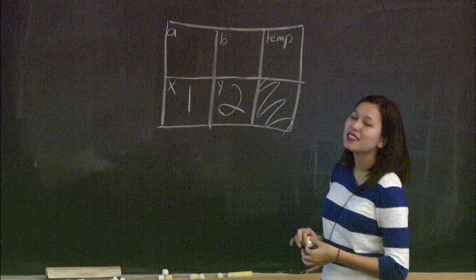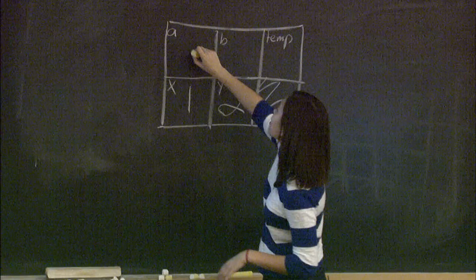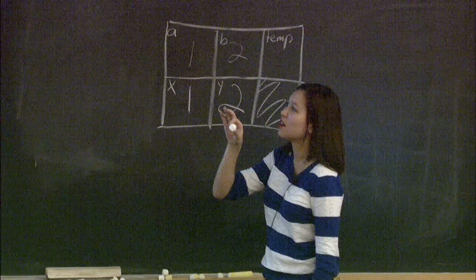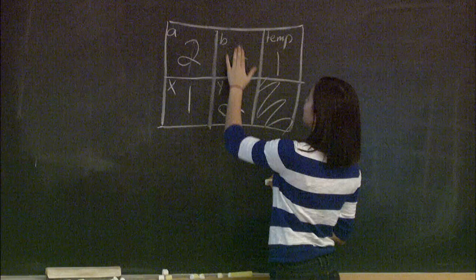A is b. So in this case, a was x, which is 1, right? So here, let's walk through it. At the beginning, a and b are 1 and 2 and temp is undefined, right? So originally, temp gets assigned to a. So temp is 1. A is equal to b, so we get 2, and b is equal to temp. So now we get 1.